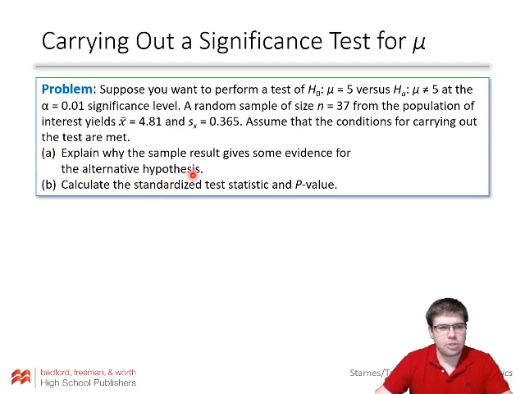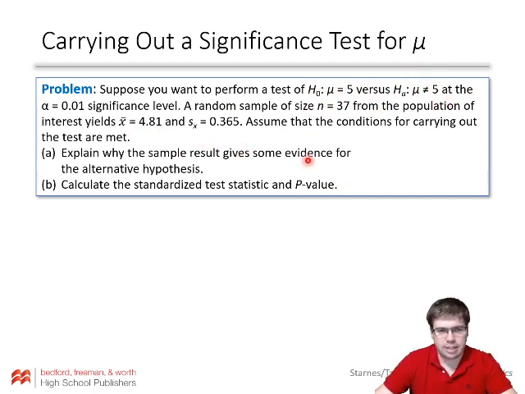Explain why the sample result gives some evidence for the alternative hypothesis, and then calculate the standardized test statistic and p-value. So for the first example, the reason that there's some evidence is because this x bar is not equal to 5. That's all it really takes. If we're trying to say that it's not 5, well, my sample mean is not 5. So there is some evidence, but is it significant evidence?